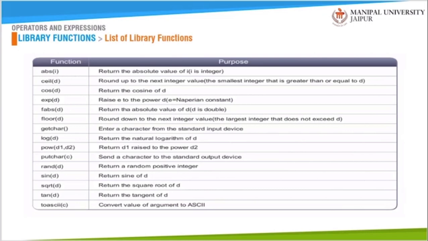sin(d) is the library function which gives the value of sine of d. sqrt(d) is the function which returns the square root of d. tan(d) returns the tangent of d. toascii(c) is a library function which converts the value of the argument to ASCII.